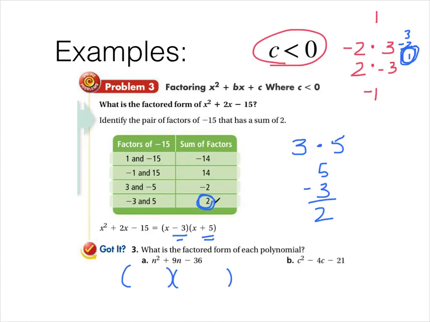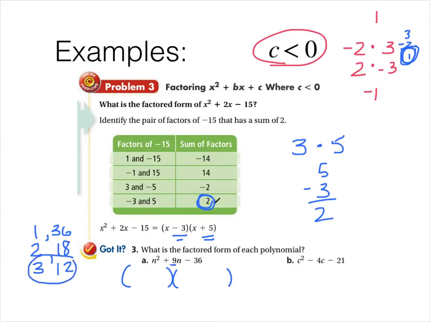Factors in -36 that add up to 9. So again, I'm looking for factors of 36 that have a difference of 9. So that's a big difference, a big span. So again, I can go through mentally 1 and 36. Nope, subtract those and you get 35. 2 and 18. Nope, subtract those and you get 16, but I am getting closer. 3 and 12. Yep, that's it. Now, which one's the negative?